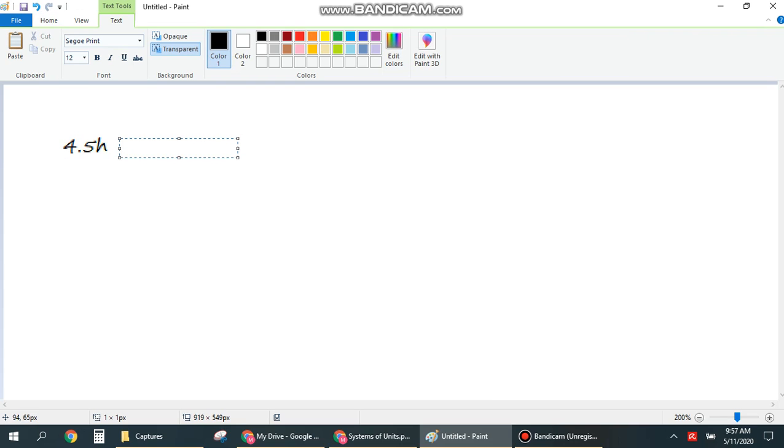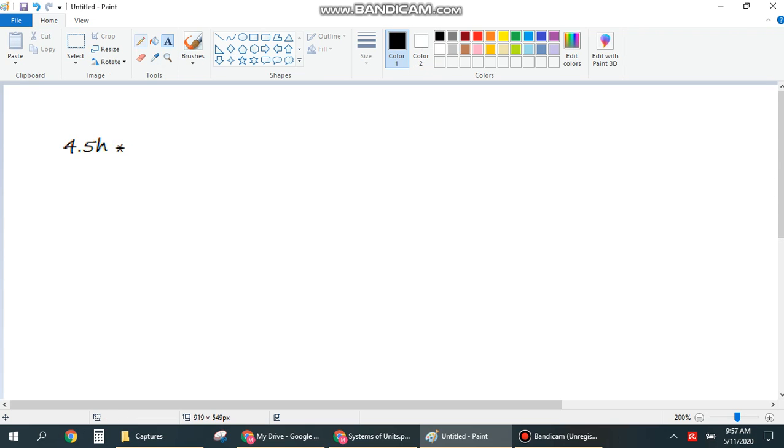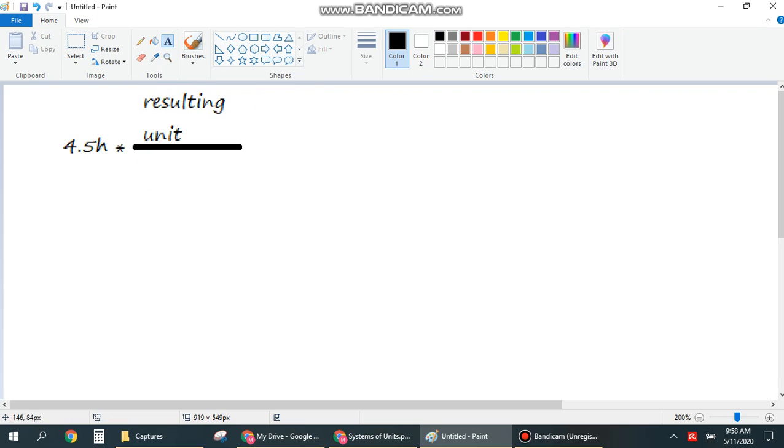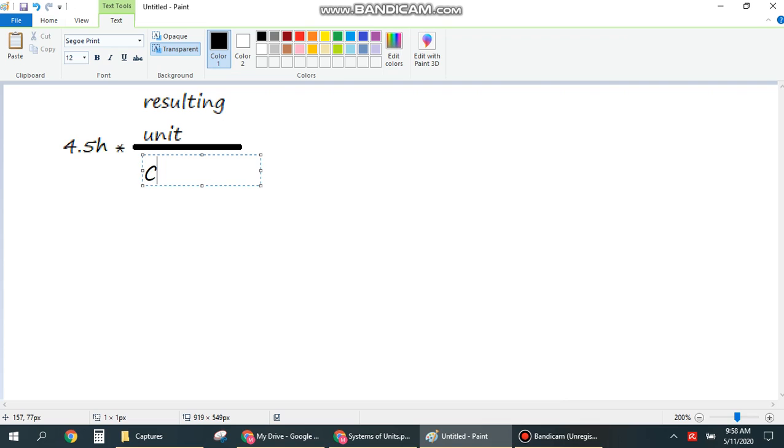So each time I'm converting, I'm going to multiply the unit that I have with a ratio. And in that ratio, at the top, I'm going to put my resulting unit. So I need a resulting unit at the top, and I need a connecting unit.